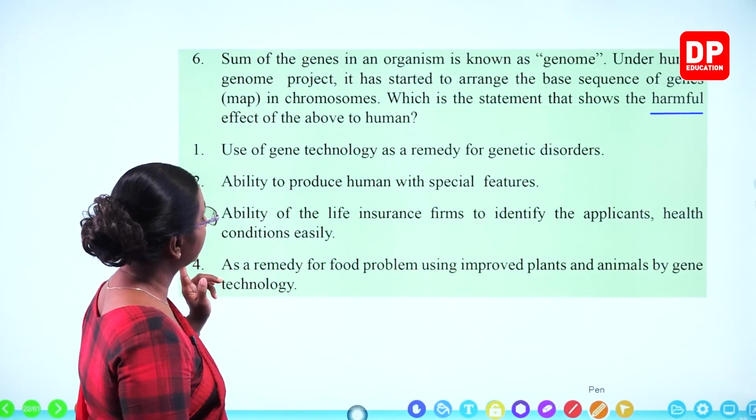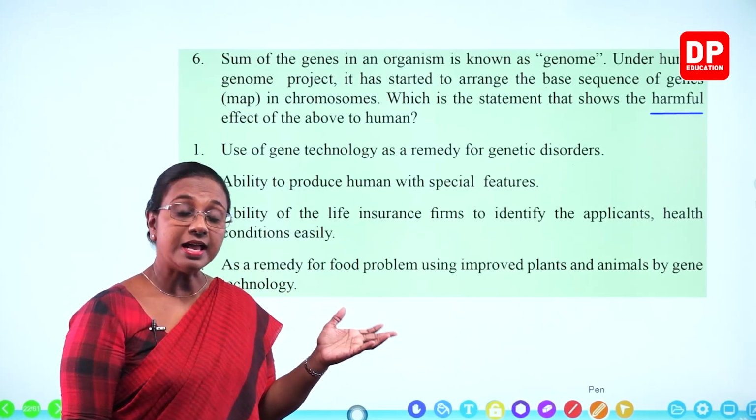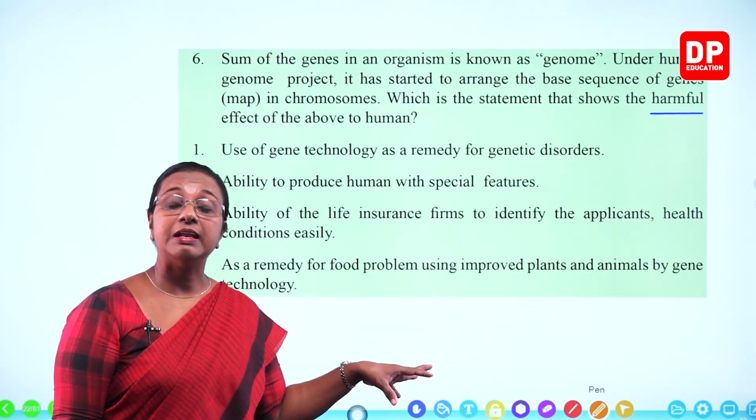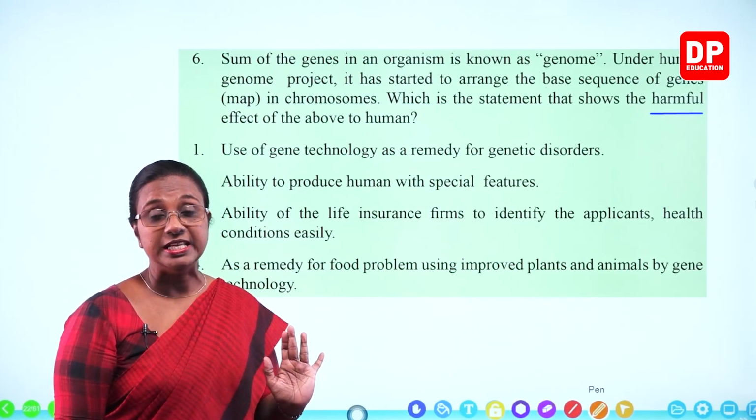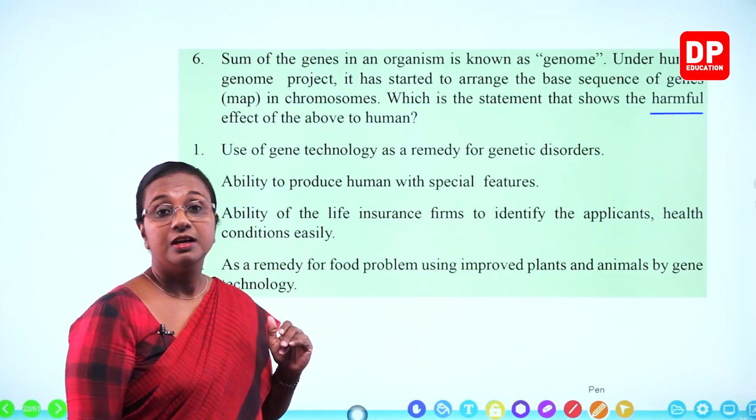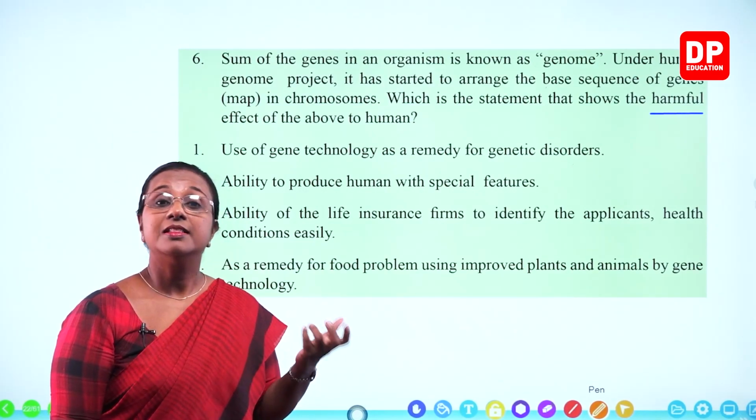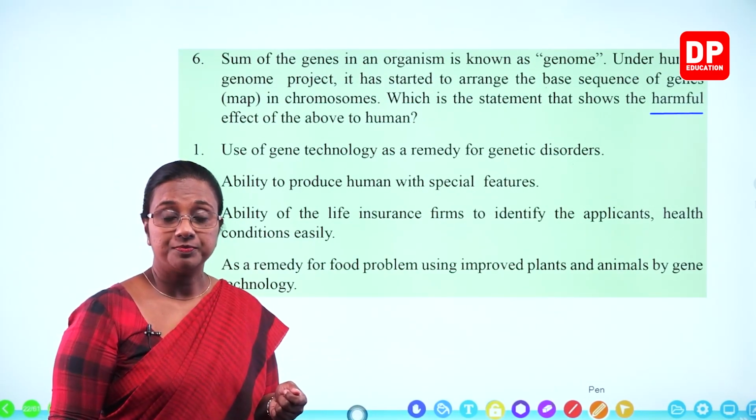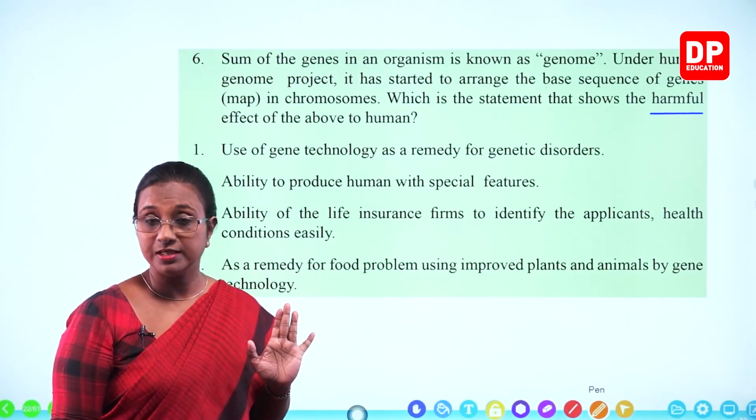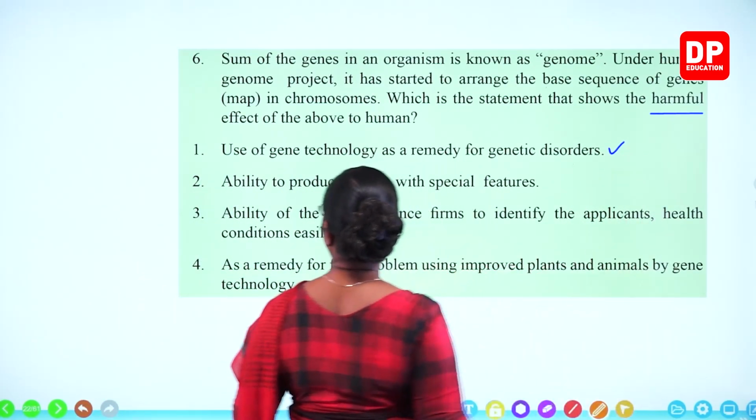use of gene technology as a remedy for genetic disorders. That is of course correct, no? Gene therapy. You replace the mutated genes by the good genes. So you don't get the disorders. You get the good characteristics. For example, if there is the gene that has thalassemia, you can replace it with the normal gene. So the person will not get thalassemia. So that is of course a good effect.